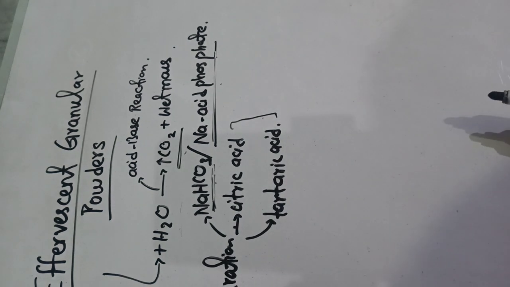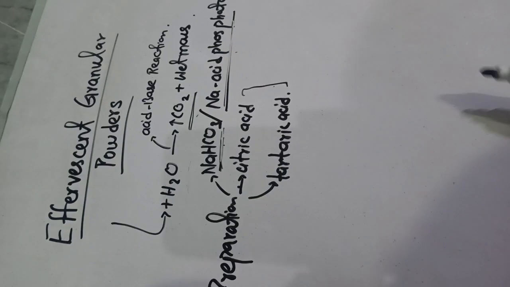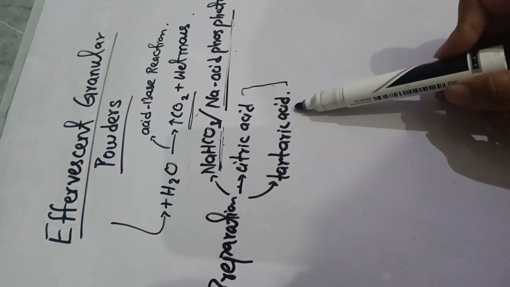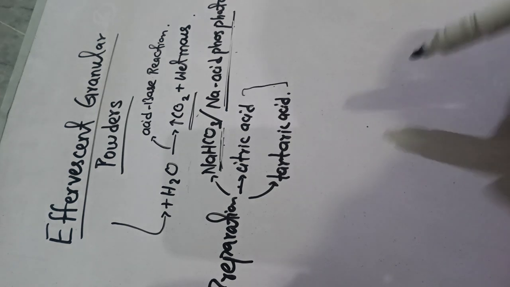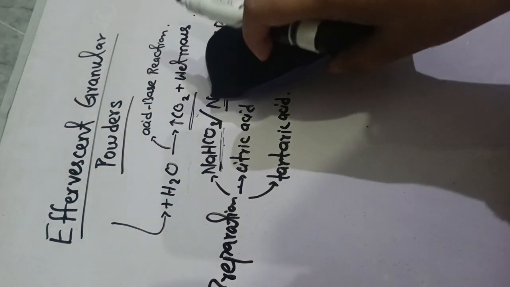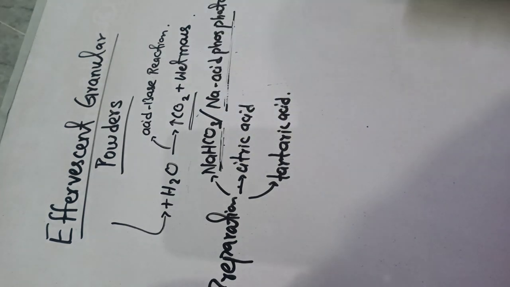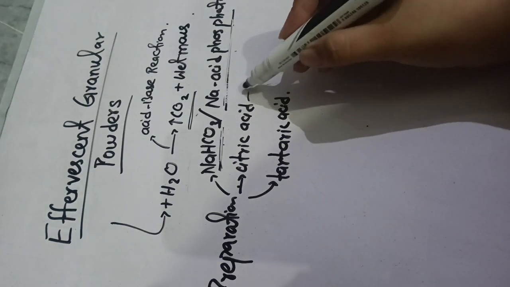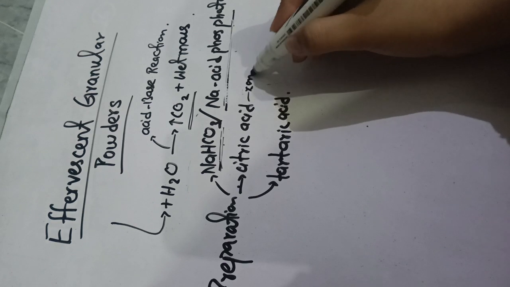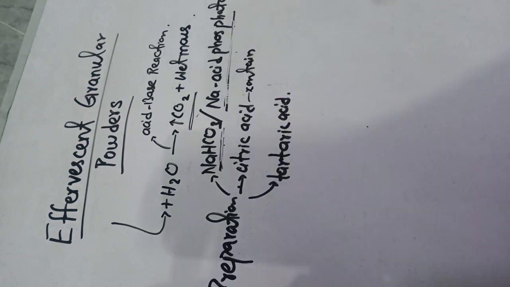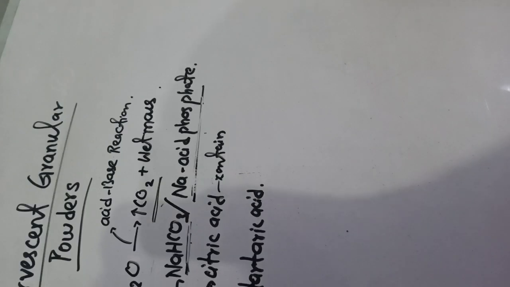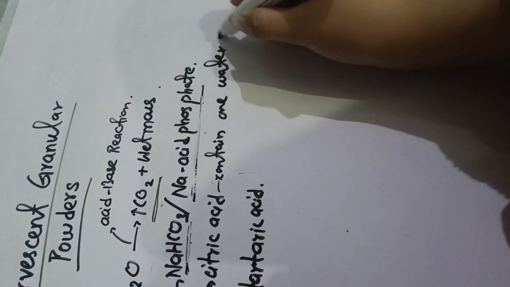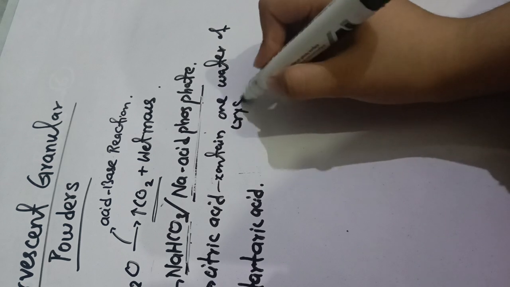Now we are going to see why we use both of these acids. We can use only citric acid, or we can use only tartaric acid. But actually both of these powders play a very important role. If we discuss citric acid, it contains one water of crystallization.